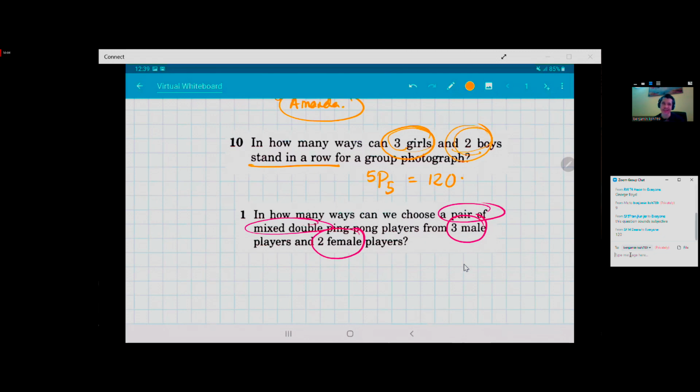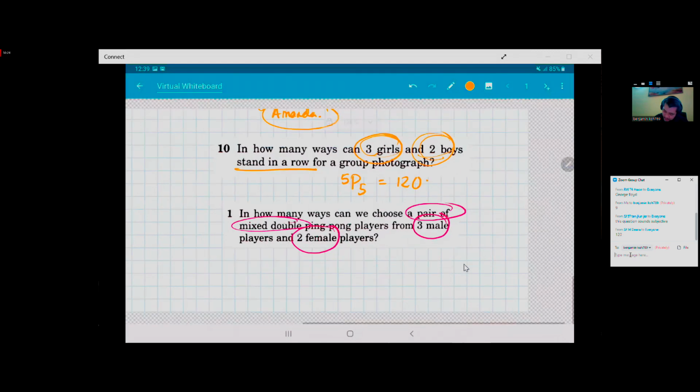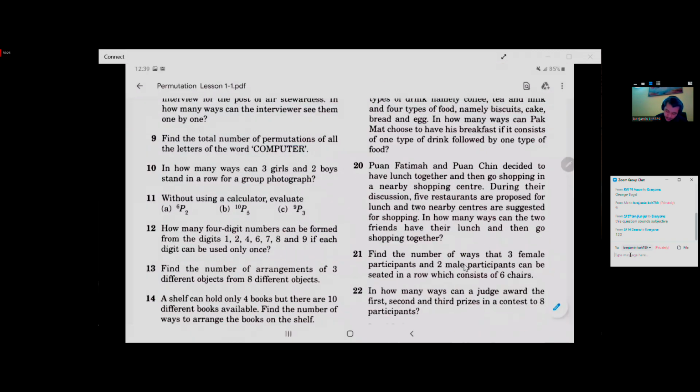These are all small conditions. They never say that the boys and girls have to be separated. If I say separate the boys and girls, then yes, I have to arrange the boys, arrange the girls, and then multiply. Boleh faham tak? But now no. So the girls and the boys, just 5 people. They happen to be some girls and some boys. That's it. Are you clear? Okay. All right. Don't worry too much about that. If you got it wrong, as I said, it's a chance for you to learn.